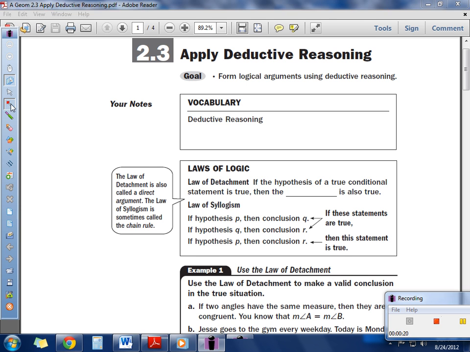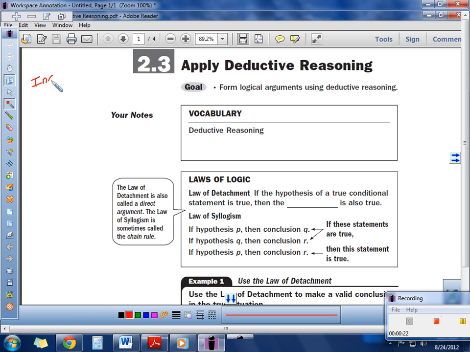Looks like some people need to study, so let's write it down. Inductive reasoning uses patterns. A lot of you need to study. It's obvious you're not looking back at your notes if you're not remembering that simple topic. Deductive reasoning is different. That was our only definition for today.